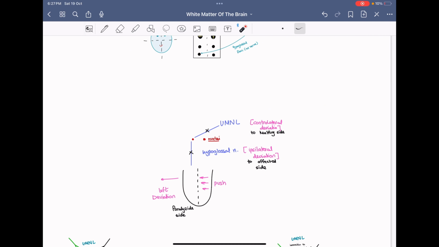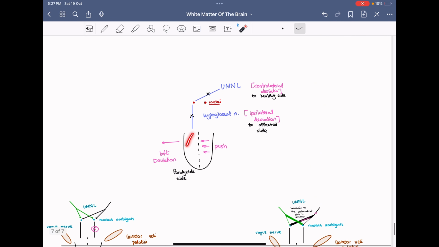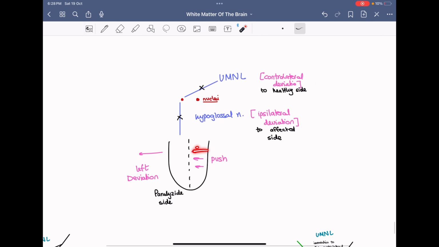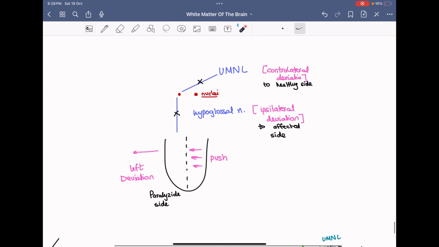And you need to understand that the tongue muscles are pushing muscles. Make this distinction because when we talk about the uvula, it's a different story. So the tongue muscles are pushing muscles. If this side is paralyzed, this normal side is going to push on the paralyzed side. So what are you going to get? You're going to get left-sided deviation. So when we talk about deviation to the healthy side or the affected side, we're not talking about the healthy side of the tongue, we're talking about the healthy side of the brain.